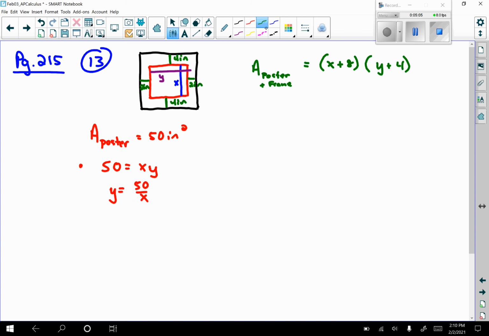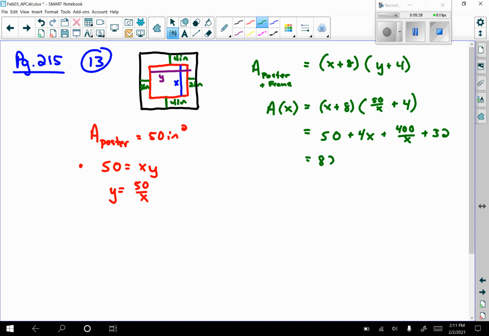So now my area in terms of x is going to become x plus 8 times 50 over x plus 4. Then I could go ahead and distribute. We're going to get 50 plus 4x plus 400 over x plus 32. So we could say that this is 82 plus 4x plus 400 over x. All right, so now we're just going to continue with finding A prime of x.